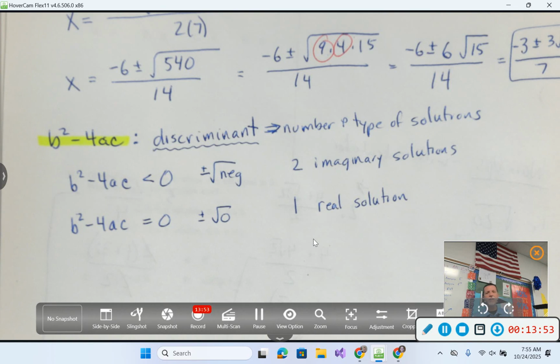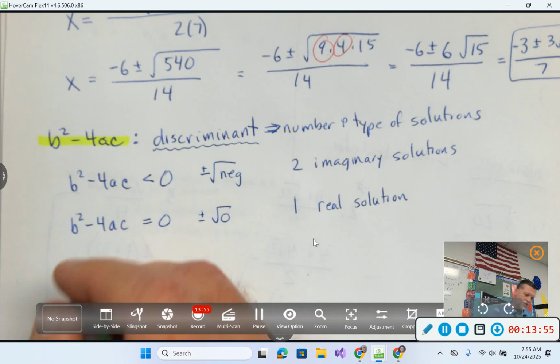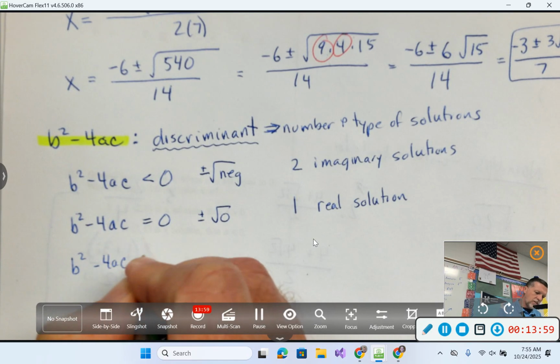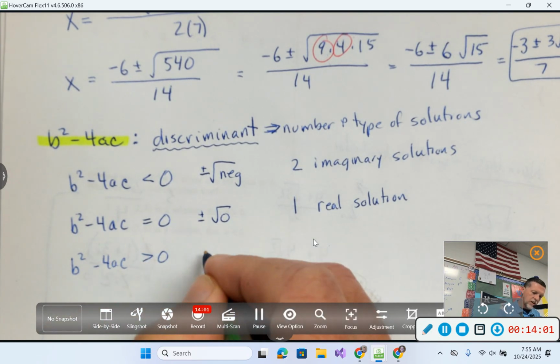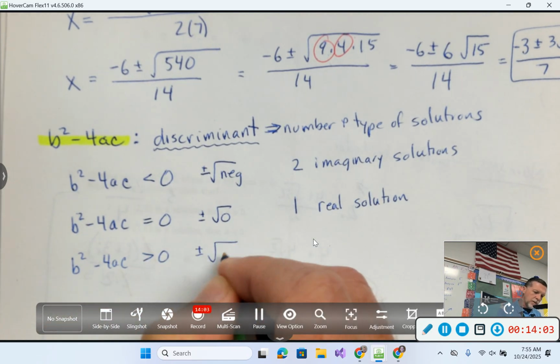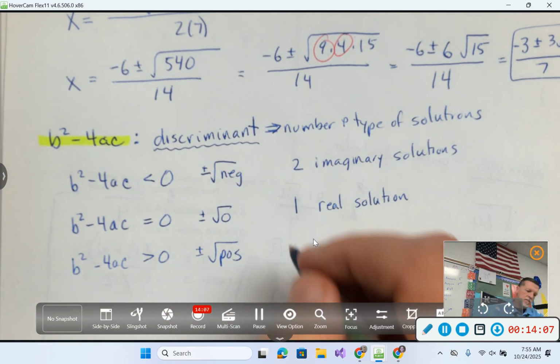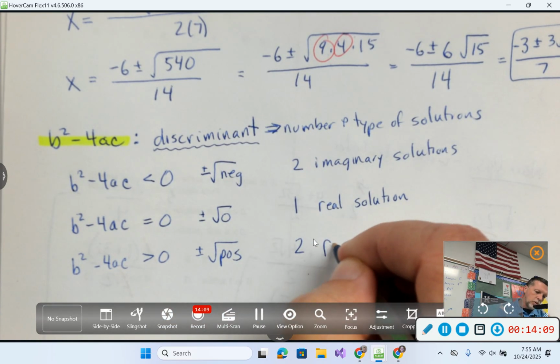And what's my only other option left here? Greater than 0. If b squared minus 4ac is greater than 0, then you got plus or minus the square root of a positive number. So you have 2 real solutions.